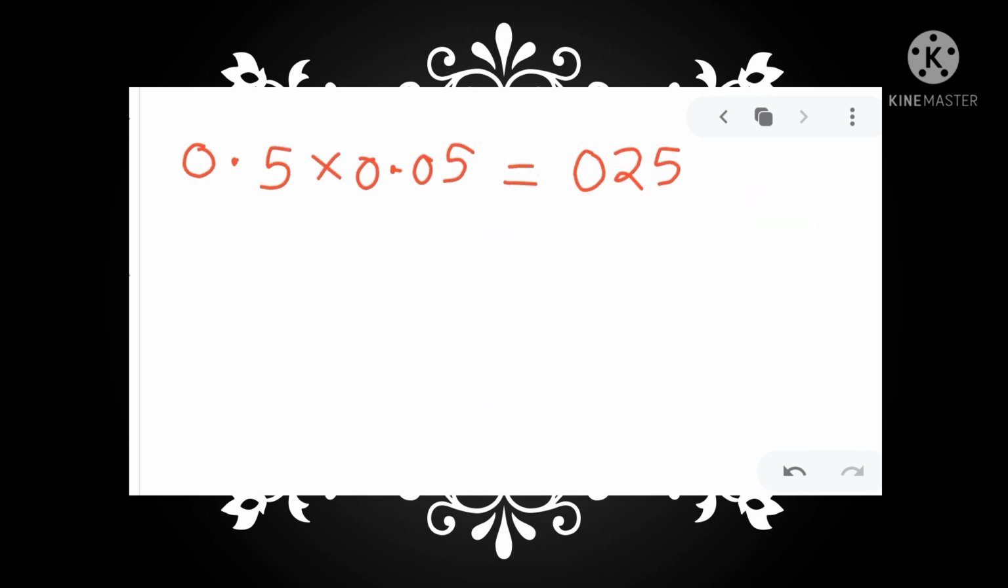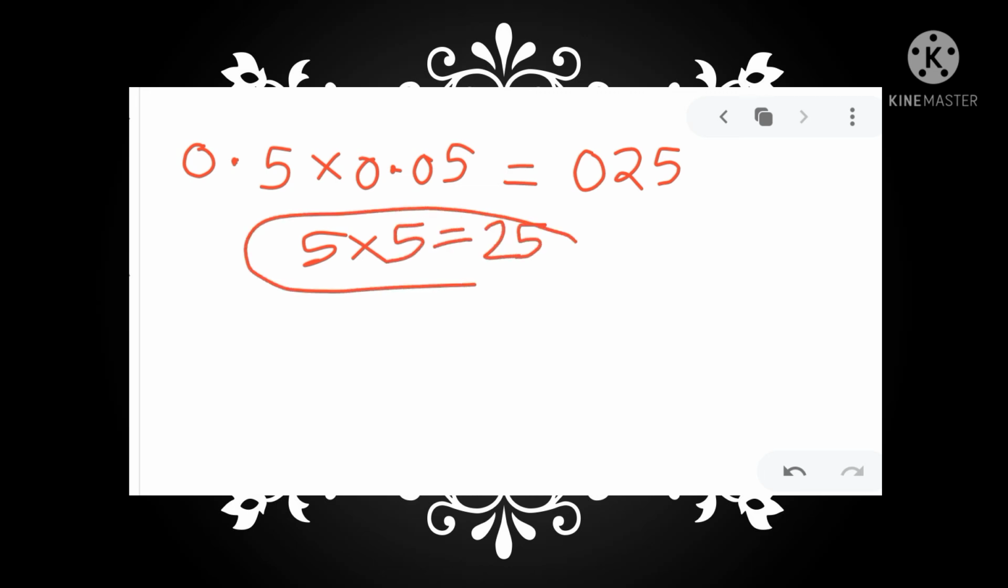In this one, 0.5 into 0.05. Total number of decimal places is 3, but we know that 5 into 5 is 25. 25 has only 2 digits, but we want one more digit. That is why we put 0 before 2. Then the answer is 0.025.